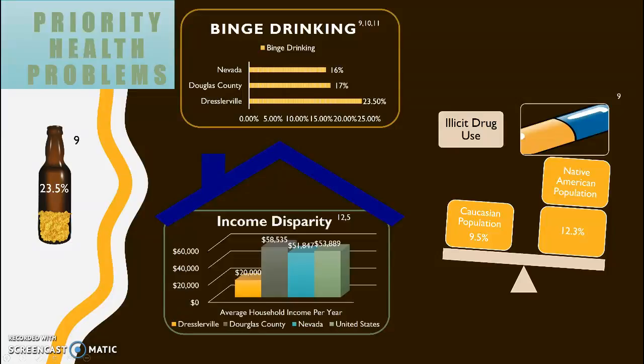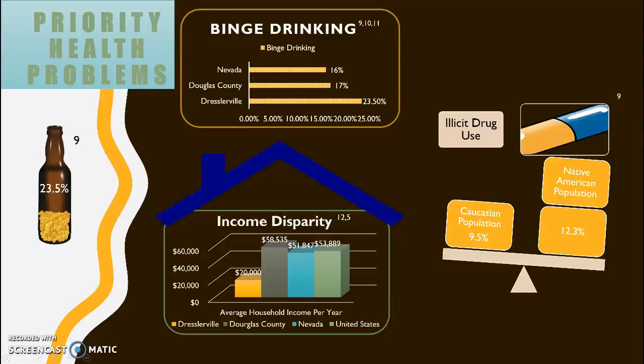So, further looking at some of these priority health issues, like I said, binge drinking and illicit drug use are the main substance abuse issues on this colony. Dresserville's binge drinking rate is at 23.5% compared to the county and the state of Nevada. The state of Nevada is already at a pretty high rate compared to other states. So having Dresserville be even higher than that is a problem.